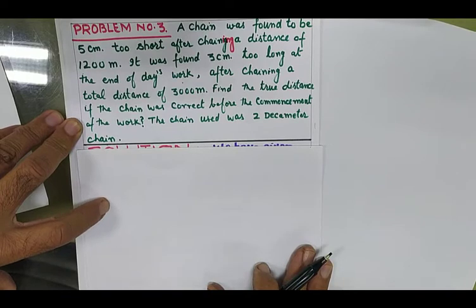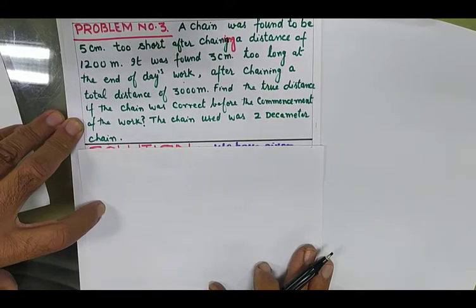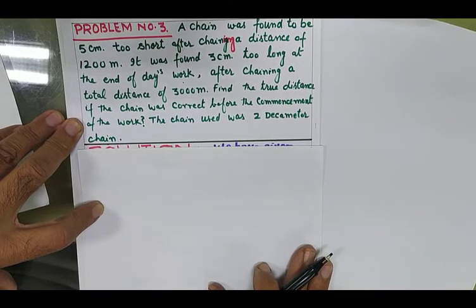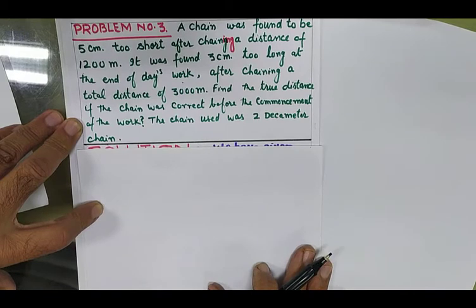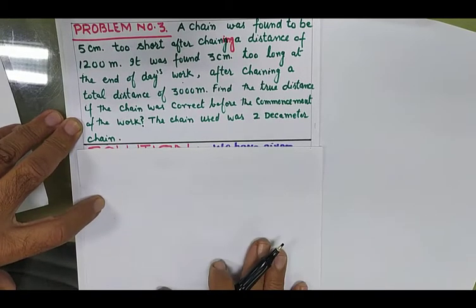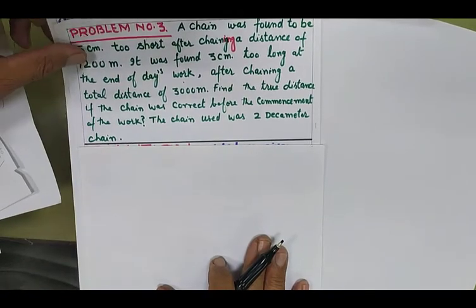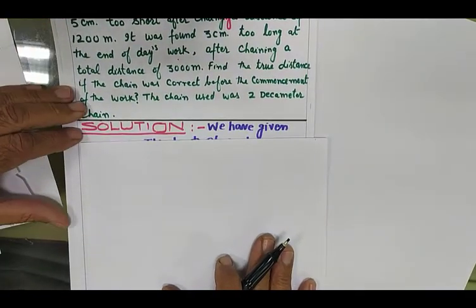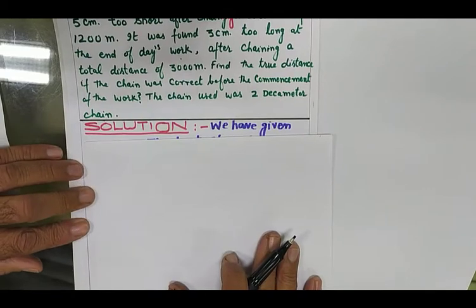So 2 decameter means 20 meter chain. Sometimes in the problem it is given as a 3 decameter chain or 2 decameter chain. 3 decameter means 30 meter chain, 2 decameter means 20 meter chain. So again, when we are going to solve this, first of all, you will write what is given.